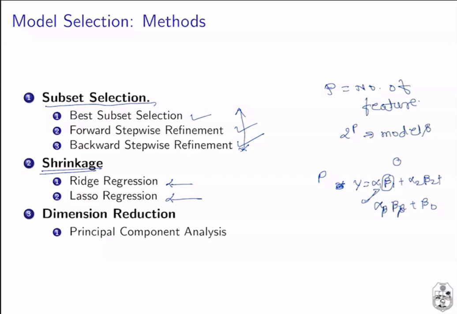Now in this lecture, I will be explaining principal component analysis, which is one of the methods for dimension reduction. In dimension reduction, we reduce the number of features from p features to m features, where m is less than p. That is called dimension reduction.